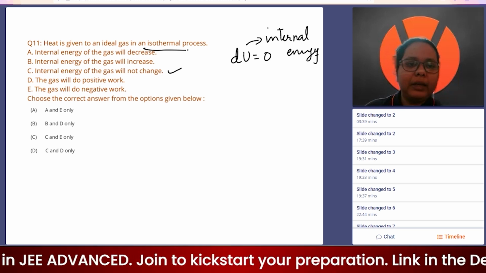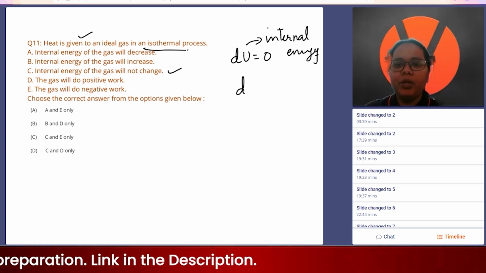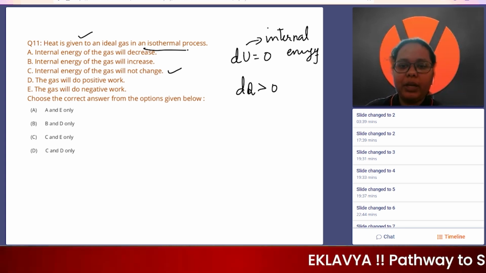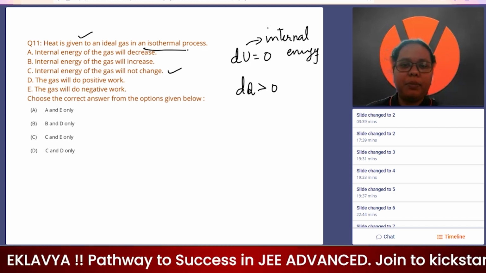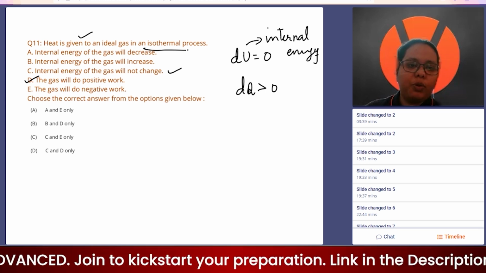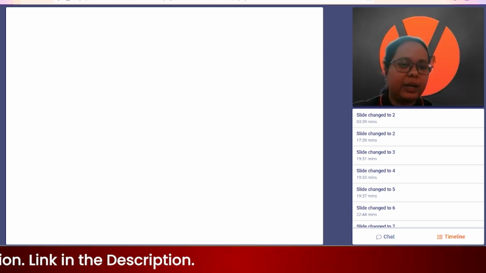Fine. And here heat is given to the system. The heat energy they are given should be greater than 0. So obviously dQ is equal to dU plus dW. There is no change in internal energy, so the gas will do positive work. So options C and D are correct.